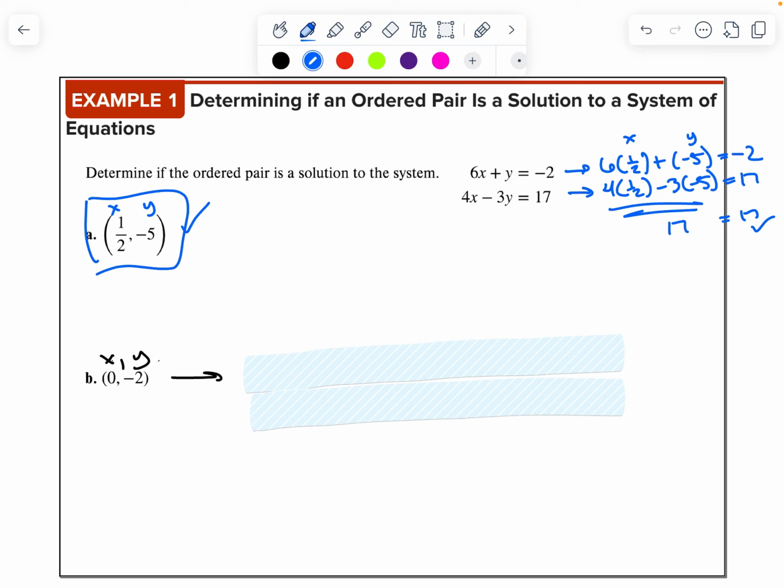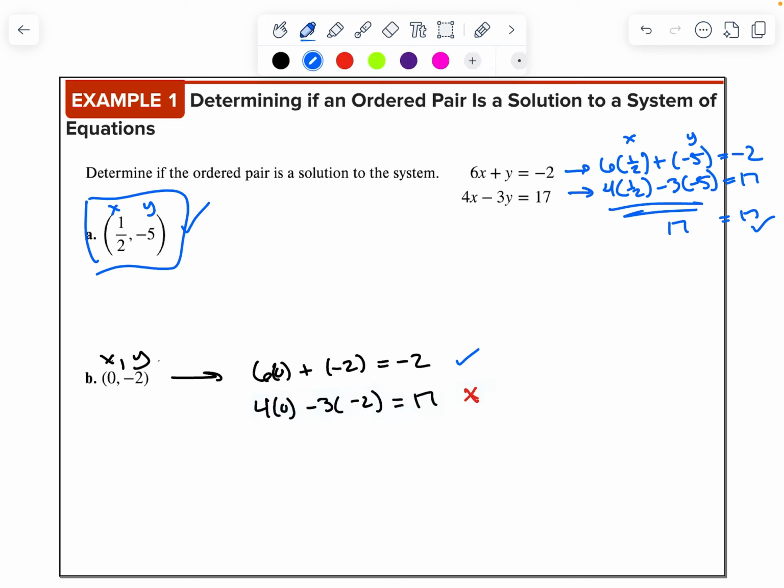Try the second one, see if it works. If you sub in 0, -2, it seems that that point does work in the first equation. If you sub in 0, -2 to the second equation, though, it does not work. So it has to work for both to be a solution. In this case, 0, -2 is not a solution to my system of equations because it has to work for both equations, and it only works for the top. It does not work for the bottom.